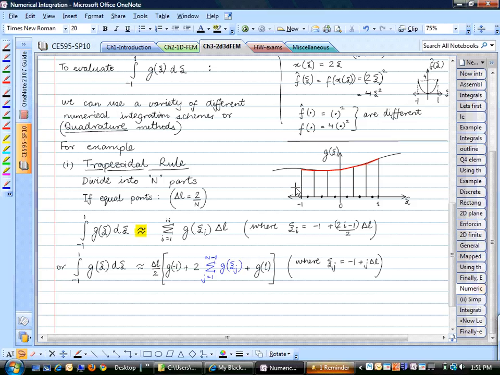Then actually that helps you in implementing it in a little faster way. So the idea is that half the delta L goes this way, half the delta L goes this way. So all these values get summed up twice, and the end values -1 and +1 get only half and half. That's your trapezoidal rule. Does that make sense? Okay.